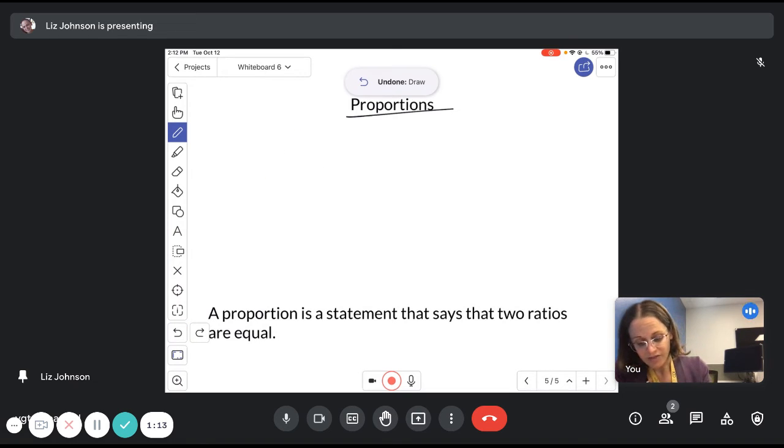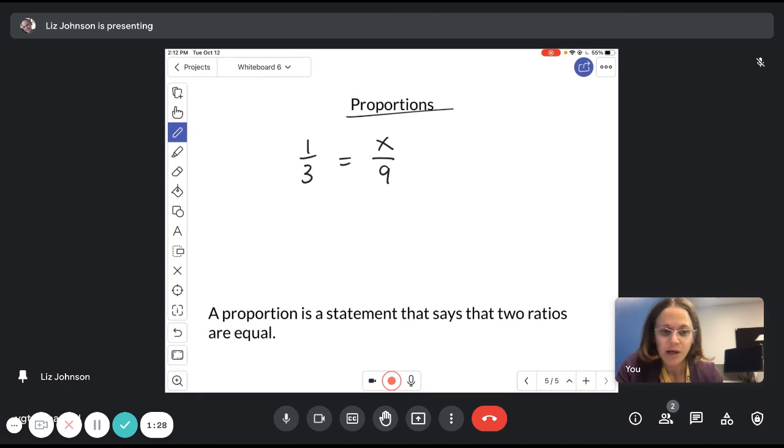Now, this year, one thing that you're going to do that's a little bit new is that one of the pieces of your pair of equivalent fractions might be missing. So, for example, you might have 1/3 is equal to x over 9, and you have to figure out what that x is equal to. Remember, it's a proportion, so it's just two equivalent fractions.